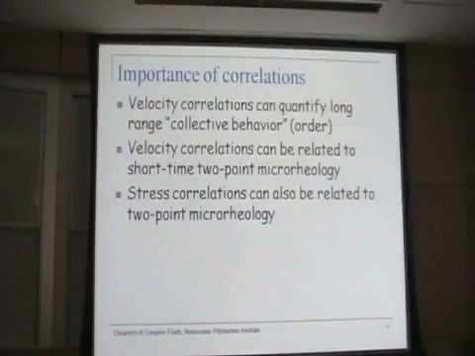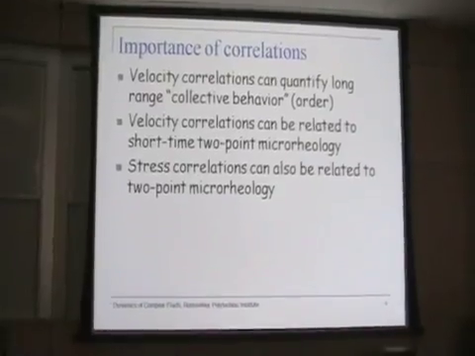And so one reason we're doing this is to try and quantify some of these collective behaviors, like these swirling patterns. Rather than looking at them and seeing they're similar, we wanted to try and quantify them by using these correlations. So the velocity correlations, we're going to try and use to quantify this collective behavior.